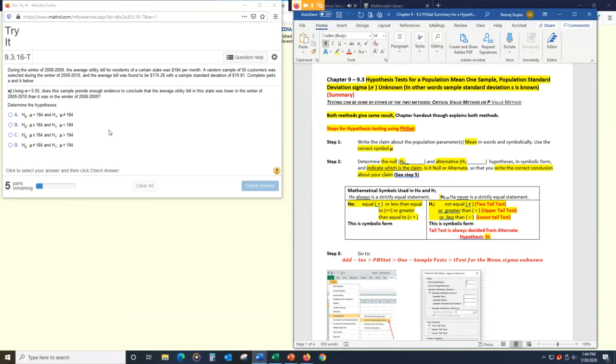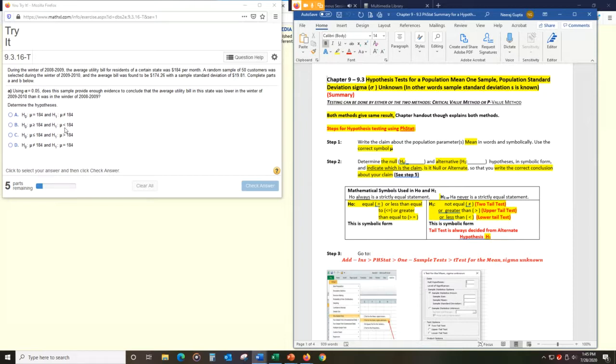Okay, is everyone listening to me? Yes. Okay. So here my step is that it is mean, so I'm using mu as my symbol. And then I need to write my claim. My claim is that the average has gone lower than the winter of 2008 and 9. In 2008 and 9, it was 184. So my claim is mu is less than 184. Which statement has mu less than 184? The second one, right?